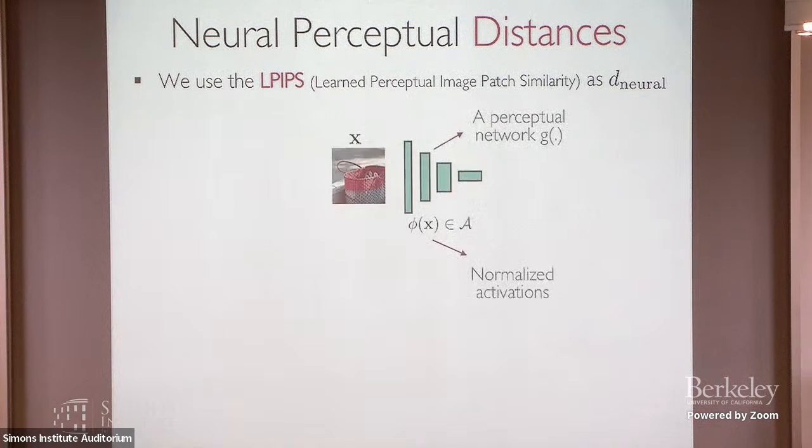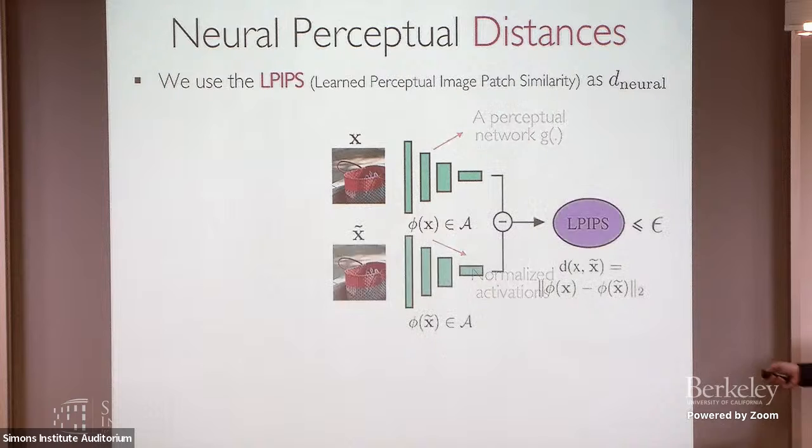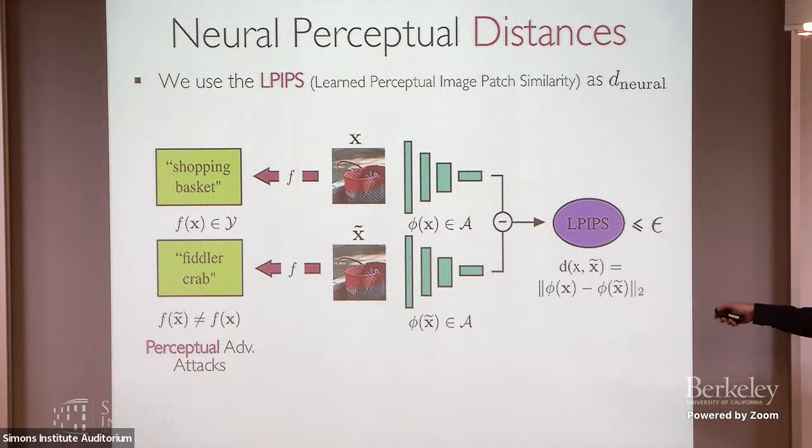So what is LPIPS? You take a perceptual network G and you have an input X, and you push your X to this network. Then you look at the normalized activations of different layers as a feature extractor for X. So these are basically, quote unquote, perceptual features for X. Now, if you have another image X tilde, you can do the same thing and extract phi of X tilde. If you look at the L2 distance between phi of X and phi of X tilde, that's basically the LPIPS distance, or the neural perceptual distance that we use. If for two images this is less than a threshold, but when you push these images to your model you get different labels, we call this X tilde a perceptual adversarial example for your model.